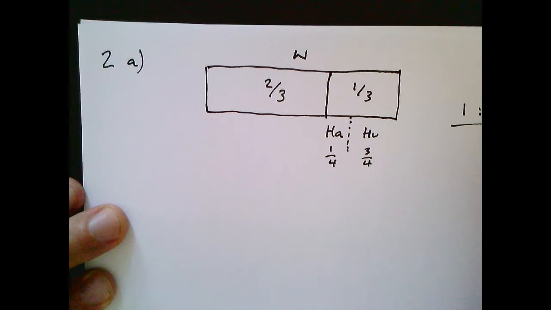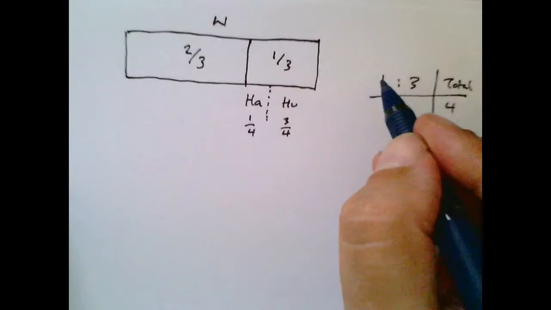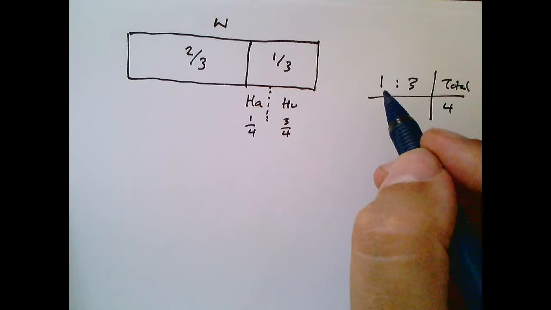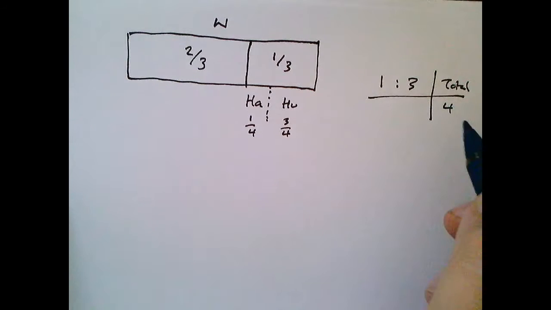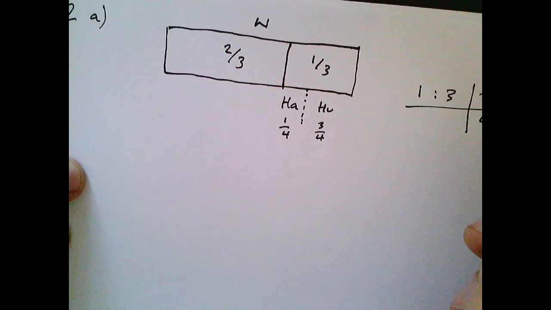We've got a total of 4, 1/4 and 3/4. Sorry, again, I'll get used to it soon. So you've got 1 out of 4 and 3 out of 4.